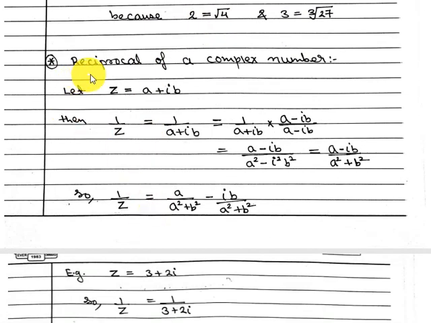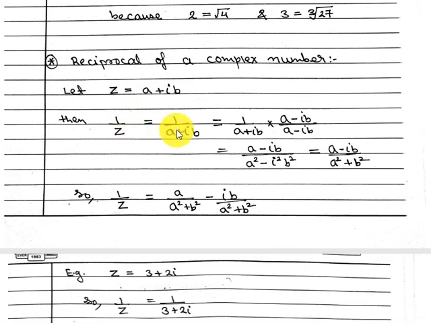Now the next topic is the reciprocal of a complex number. Suppose you have a natural number 2, and you have been asked to write the reciprocal of 2, so you'll write 1 upon 2. In the same way, if you have a complex number and you have been asked to write the reciprocal, let's say I have a complex number z is equal to a plus ib, and I'm supposed to write the reciprocal of it. So the reciprocal means 1 upon z.